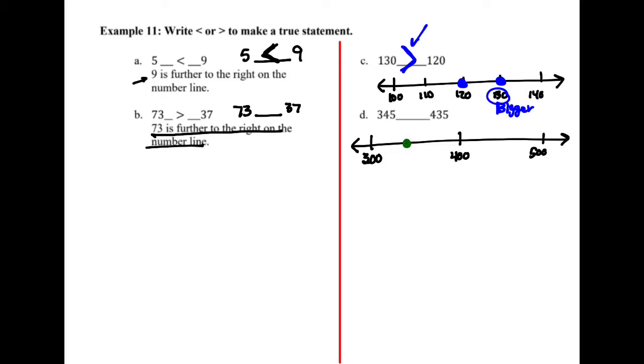Okay, so 345, sorry, is less than halfway because 350 is halfway. And 435 is less than halfway because 450 would be half. Okay, and 435 is bigger, so it's going to get the big side. So it's going to go like this. And you would say that one, 345, is less than 435.